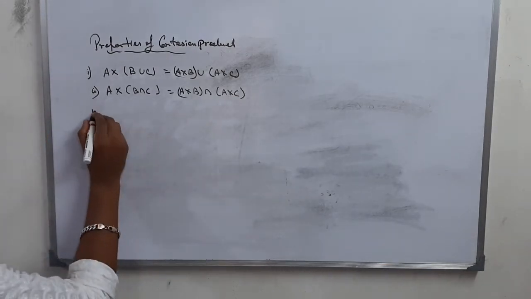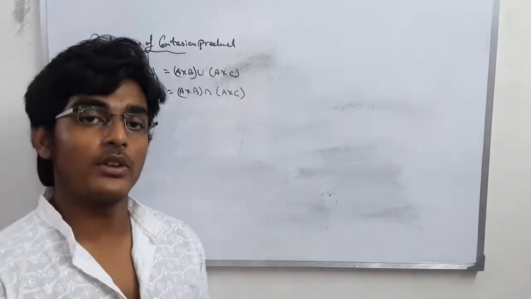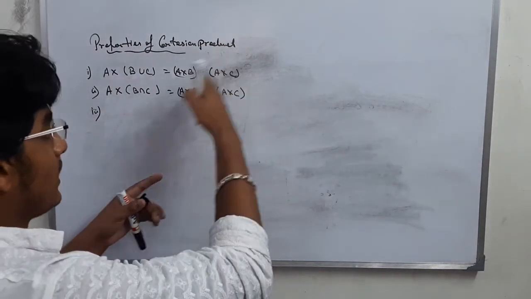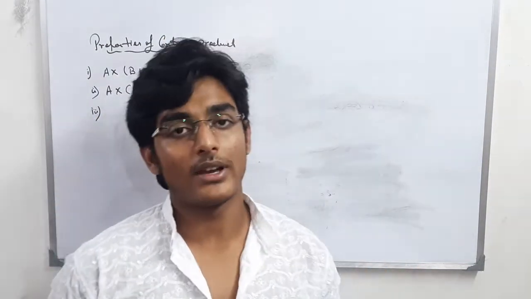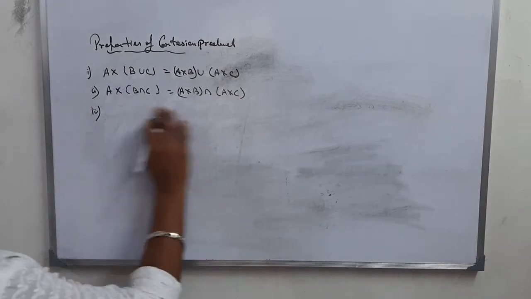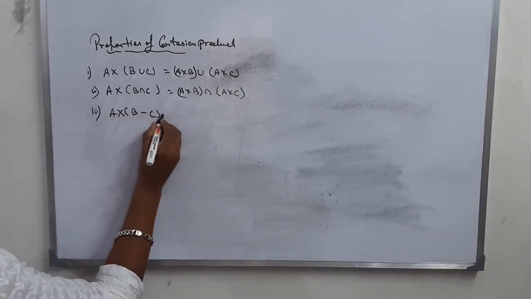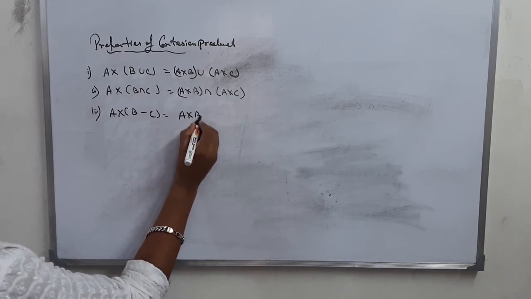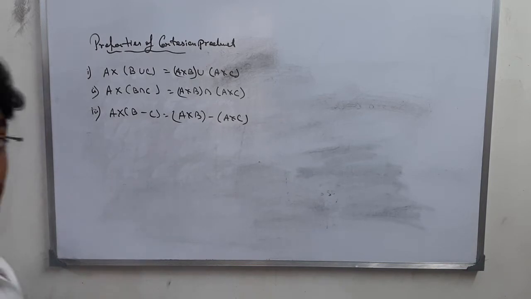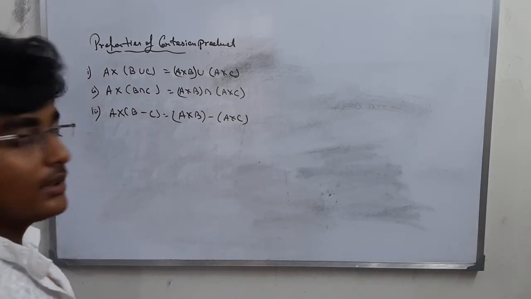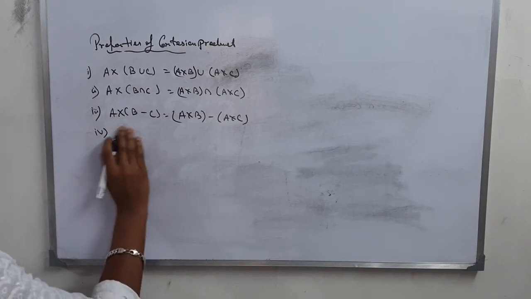Okay, you have to memorize this a bit. As you will be solving problems, you are already revising these formulas and they will get deep seated in your mind. Okay. Next part. A cross (B minus C) is (A cross B) minus (A cross C). Now I guess you people know what is B minus C: elements present in B but not in C. Okay. Number 4. Let me write it like this.